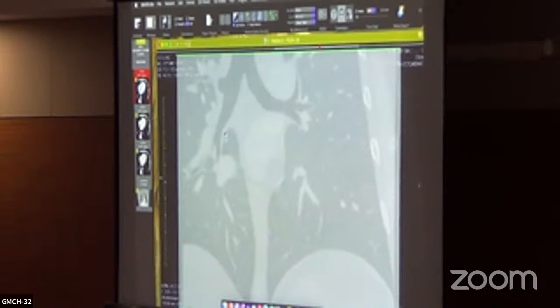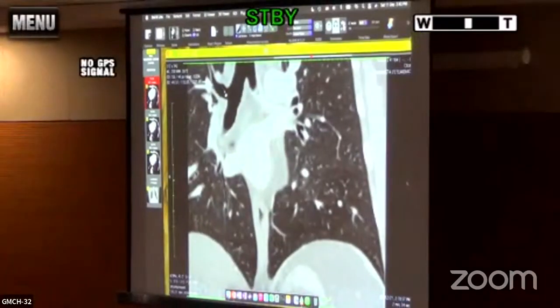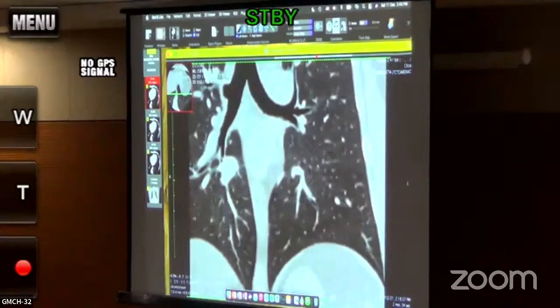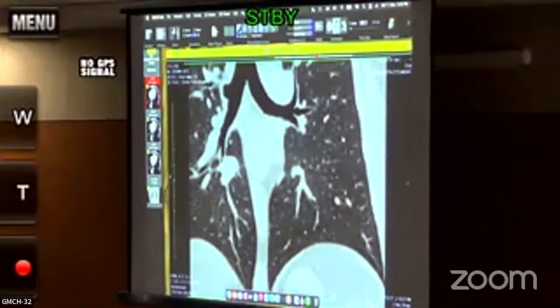Another term that you'll commonly encounter is an eparterial bronchus and a hyparterial bronchus. On the right side, this is the right upper lobe bronchus, and this is the pulmonary artery. The bronchus is superior to the pulmonary artery, and this is known as an eparterial bronchus. On the other side, this is the left main bronchus, and this is the left pulmonary artery, and you can see the left pulmonary artery is superior, and the bronchus is inferior to the pulmonary artery. So this is called a hypoarterial bronchus, and somebody shortened it to hyparterial bronchus on the left side.